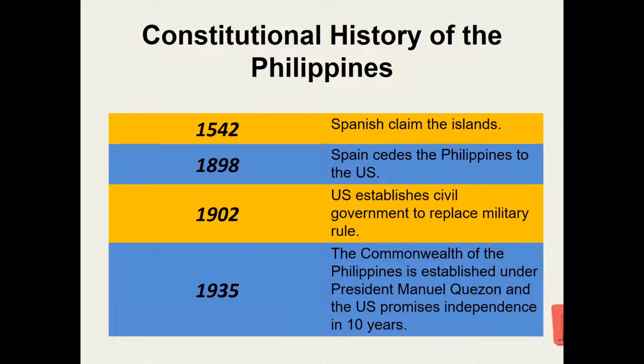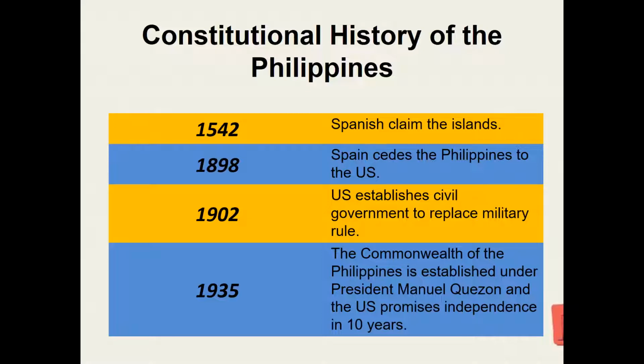So before we proceed, let's look at some constitutional history, just to give you a review of what we have discussed so far in this subject. So we all know that in 1542, the Spanish claimed the islands. In 1898, Spain cedes the Philippines to the U.S. As I've said, when Ferdinand Magellan arrived in the Philippines, that was not yet a colonization. The colonization started when Miguel Lopez de Legazpi arrived in the Philippines. Magellan just happened to arrive in the Philippines. It's because of the spices.